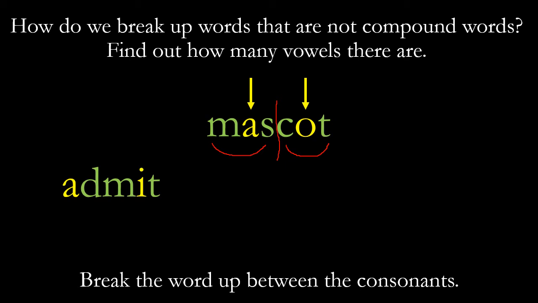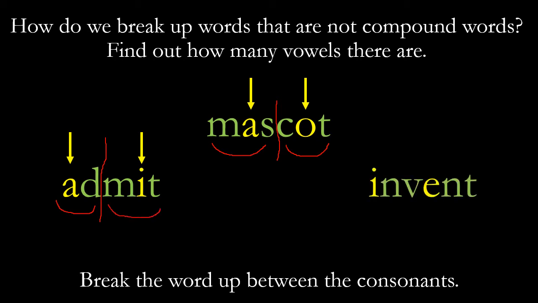And you'll see it in words like admit. Okay. Well, we have an A and an I, and in between them we have some consonants. And here we go. Admit. There's one scoop or one syllable, and there's another. Here's another example. Invent. We have two vowels, okay? And we're just going to break them up by separating the consonants.